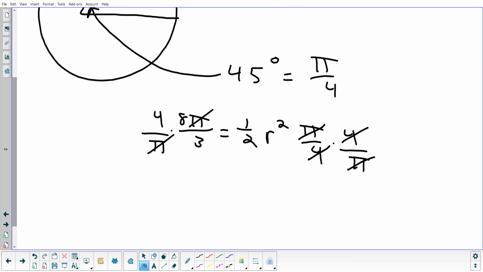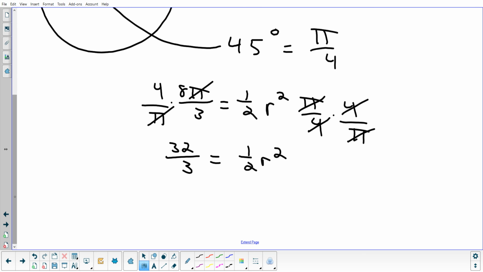So now we have 8 times 4 is 32. Equals 1/2 r squared. And that's it on the other side. Okay, what could I do now to get rid of that 1/2? Well, Justice, what could I do here? Multiply by 2. Yeah, just like we did before, multiply both sides by the reciprocal, which is just 2 over 1. So times 2.